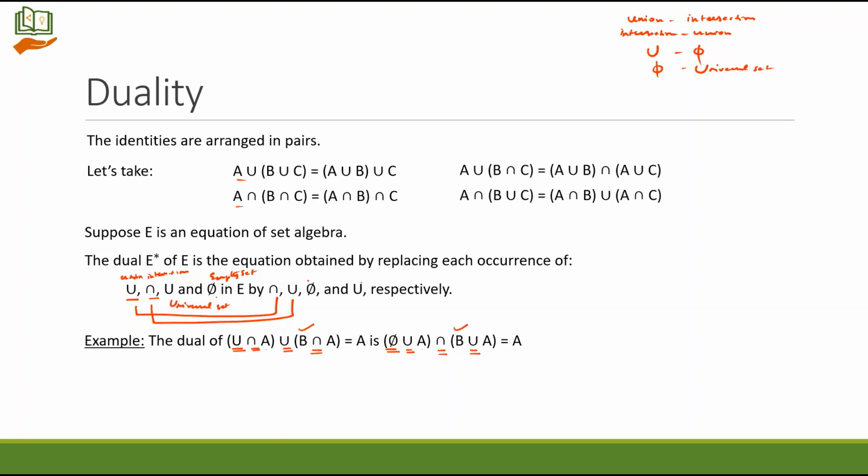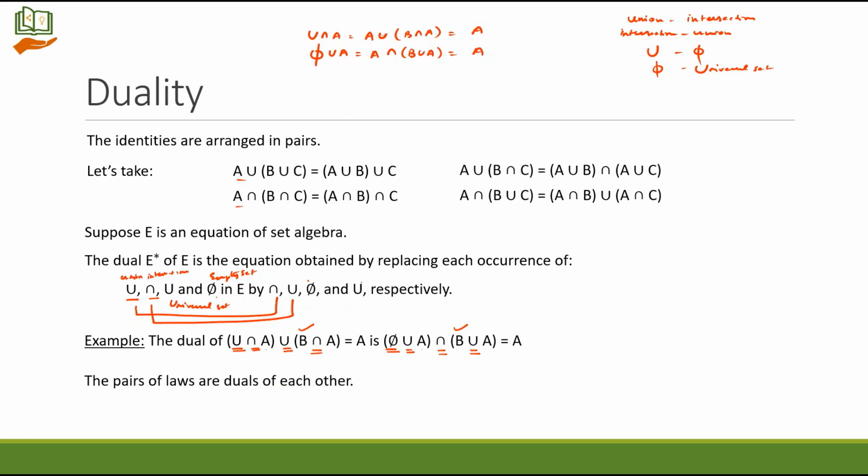So let's try to interpret this actually. Universal set intersection A will give you A. A union B intersection A will again give you A. Similarly, empty set union A will give you A. A intersection B union A will also give you A. So this is just an example of dual.